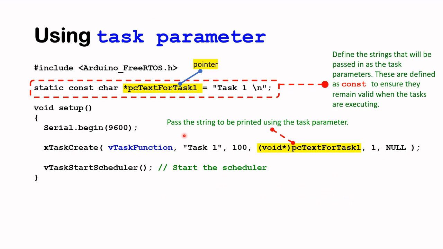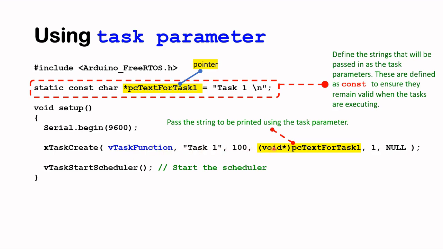Okay, so let's see how we can use the task parameter to create tasks. Here we have the Arduino_FreeRTOS.h header file. We need to include this. And then let me go down the setup function here. Here we have the familiar Serial.begin with baud rate of 9600. And here we have the xTaskCreate. This is the function name of the task, sorry.